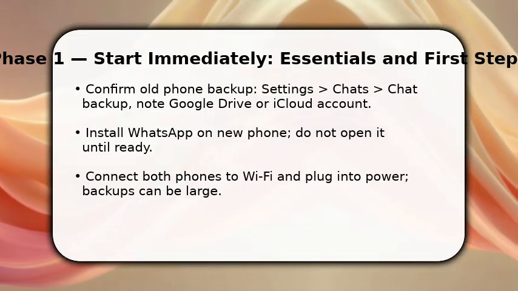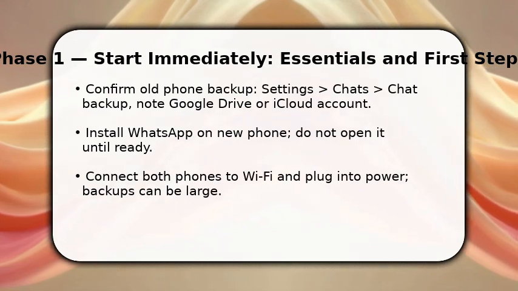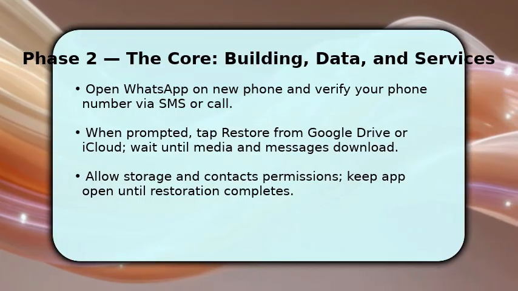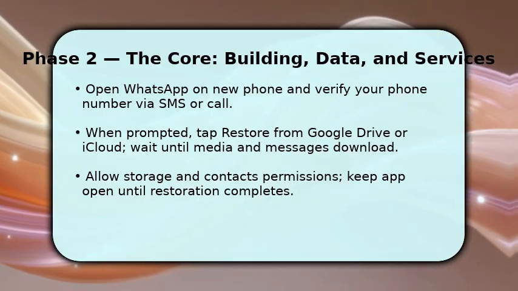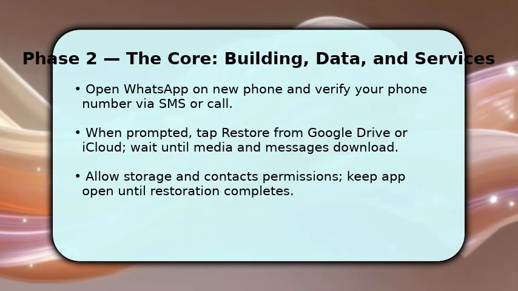Now proceed to verify the phone number. This step authorizes restoration and links the backup to your new device. After you verify your phone number, WhatsApp will detect available backups tied to that number and account. Tap Restore when prompted. The app first downloads messages, then media, so be patient.